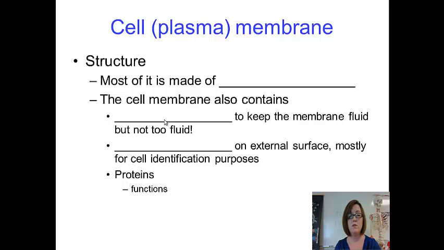So in terms of structure, most of the cell membrane is made of, hopefully you said, phospholipids. Yep, it's mostly made of a phospholipid bilayer. But the cell membrane also contains something to keep the membrane fluid but not too fluid. Hopefully you guessed cholesterol. The cell membrane also contains something on the external surface. It's mostly there for cell identification purposes. Hopefully you guessed carbohydrates. And the cell membrane also contains proteins, which have lots of different functions.